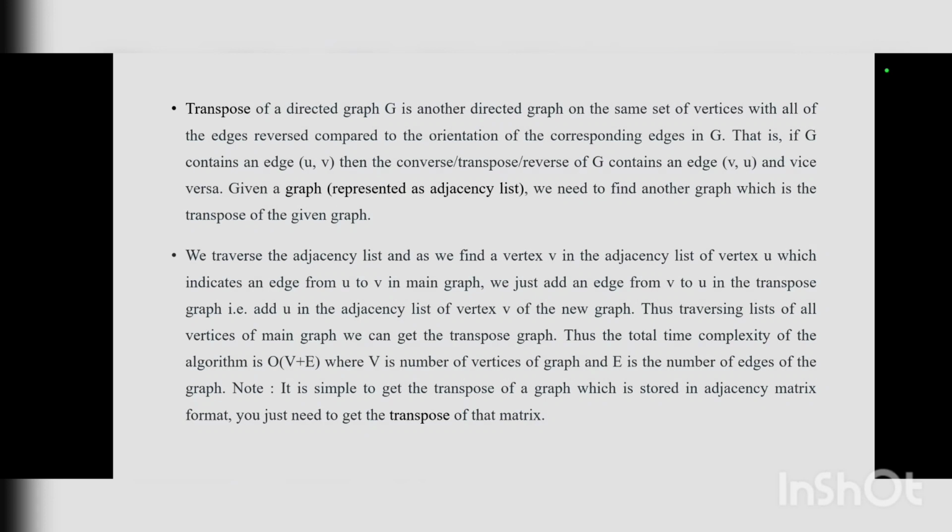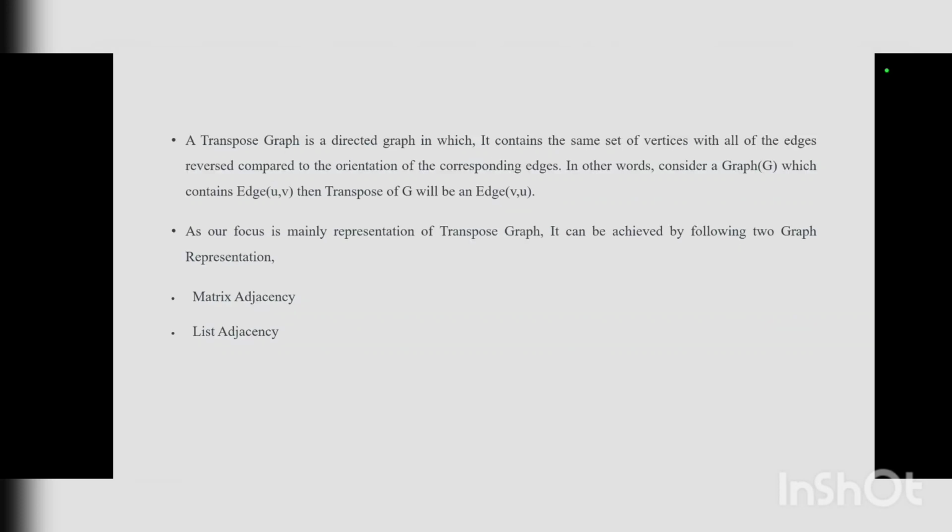Note, it is simple to get the transpose of a graph which is stored in adjacency matrix format. You just need to get the transpose of that matrix. A transpose graph is a directed graph which contains the same set of vertices with all the edges reversed compared to the orientation of the corresponding edges. In other words, consider a graph G which contains edge (U, V), then the transpose of G will have an edge (V, U).